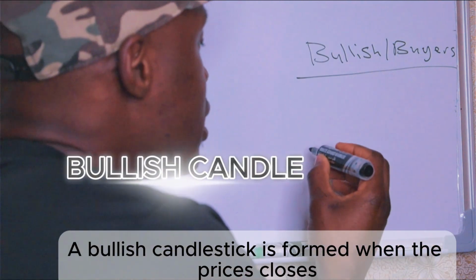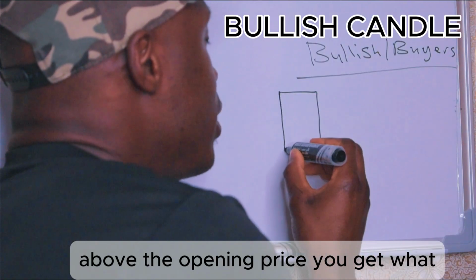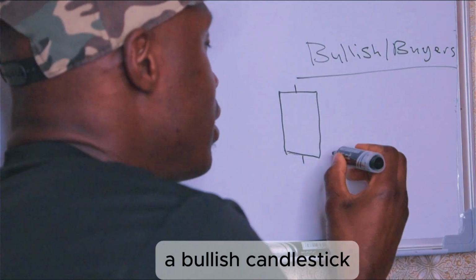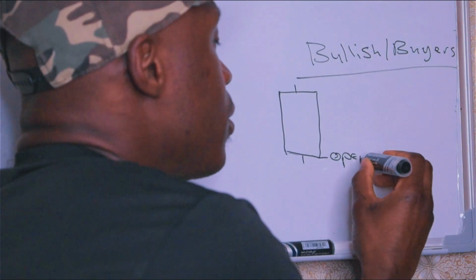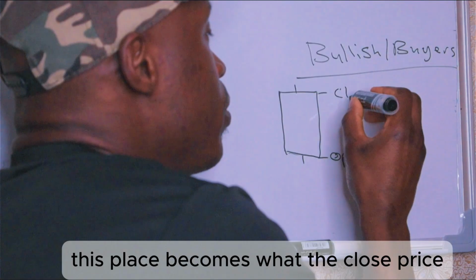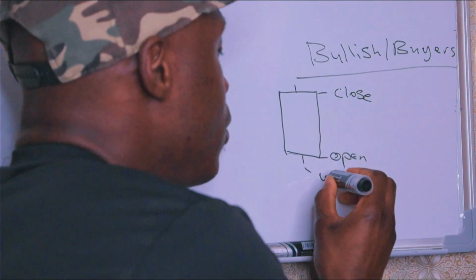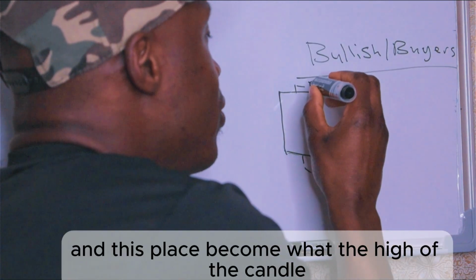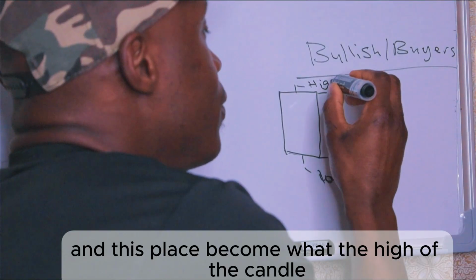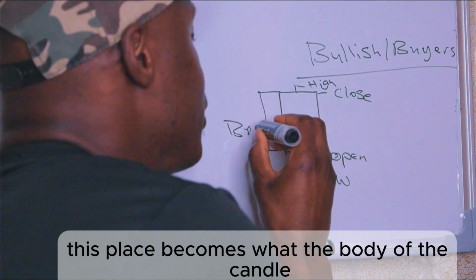A bullish candlestick is formed when the price closes above the opening price. We get what? A bullish candlestick. So here becomes what? The opening price. This place becomes what? The close price. Here becomes what? The low of the candle, and this place becomes what? The high of the candle. This place becomes what? The body of the candle.